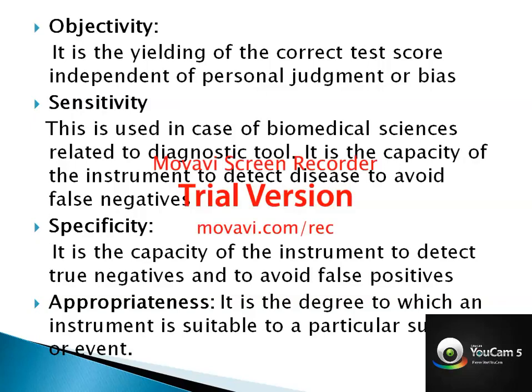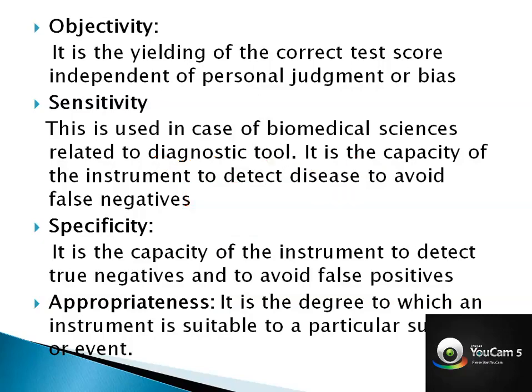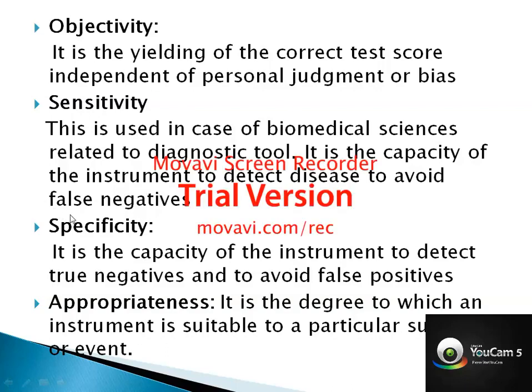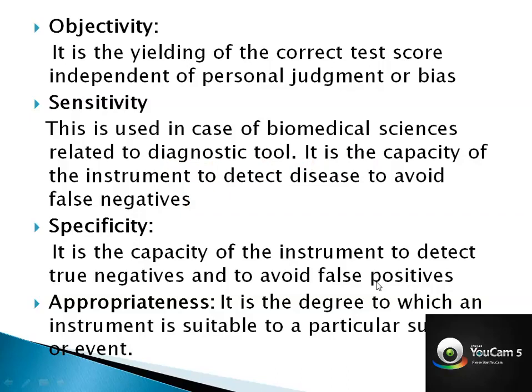Sensitivity and specificity are used when you use instruments in biomedical sciences. So the instrument what you use in the research should detect disease to avoid false negatives. So this is very important. Sensitivity, the instrument should avoid false negative values. That is sensitivity. Specificity, it should avoid false positive values. So that is the difference between sensitivity and specificity.